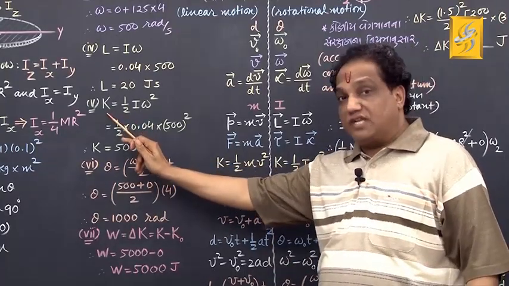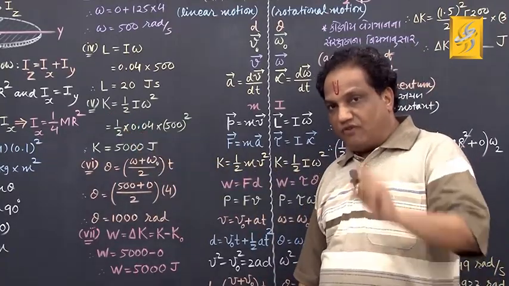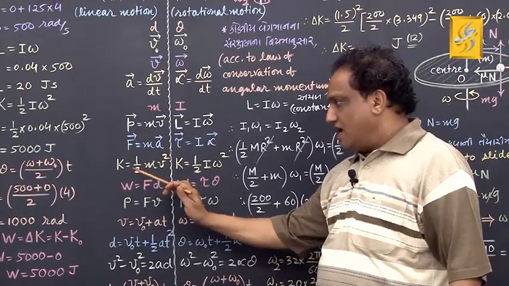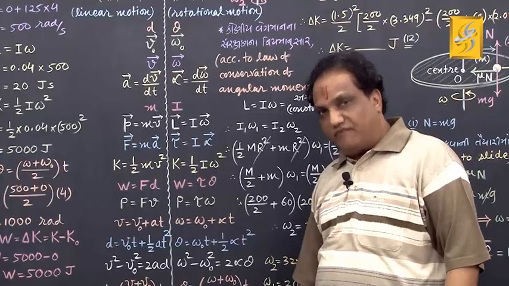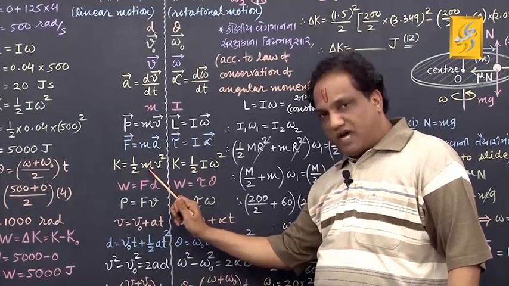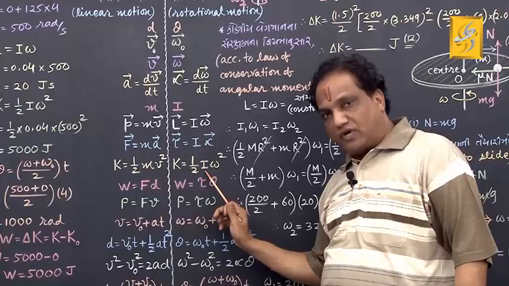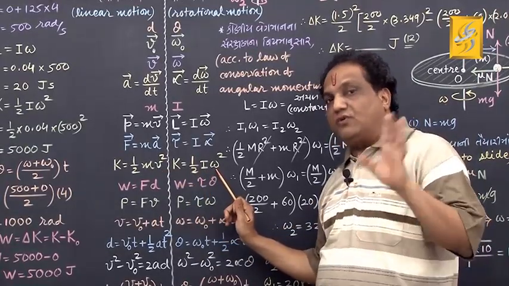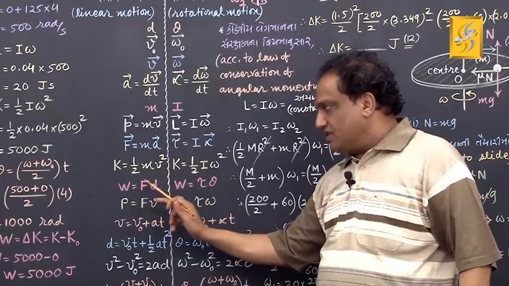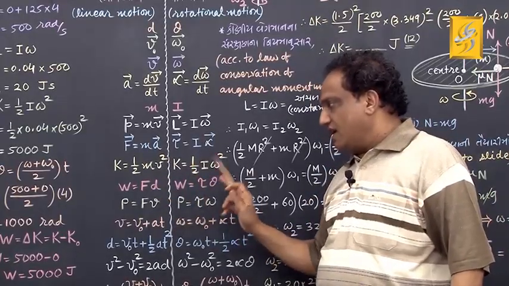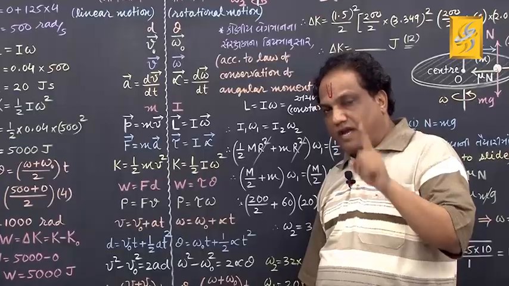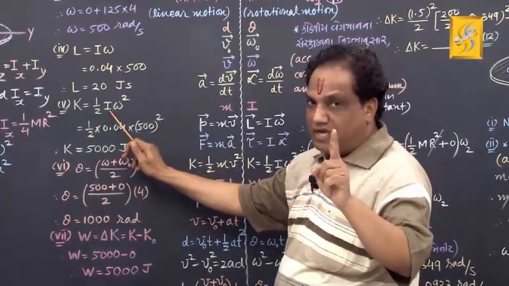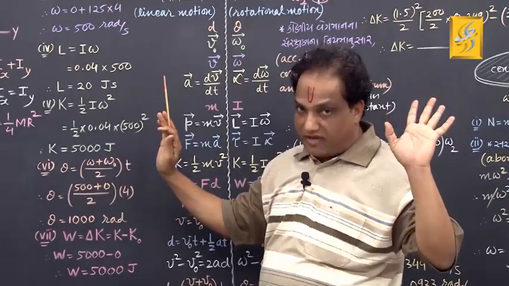Now they have asked rotational kinetic energy. Remember the formula for linear kinetic energy, it was half mv square. Similar to mass, there is moment of inertia in rotational motion. Similar to linear speed, there is angular speed in rotational motion. So this is half mv square, this is half I omega square. Please remember this formula. Anytime I am asking you what is the formula for rotational kinetic energy, you must tell me half I omega square.